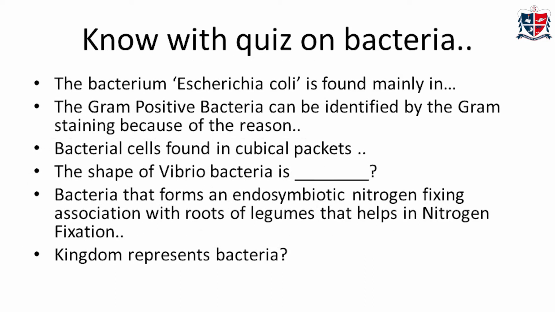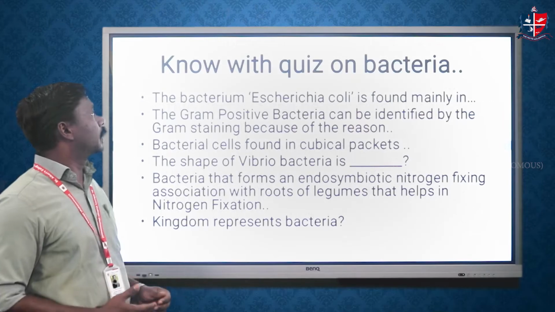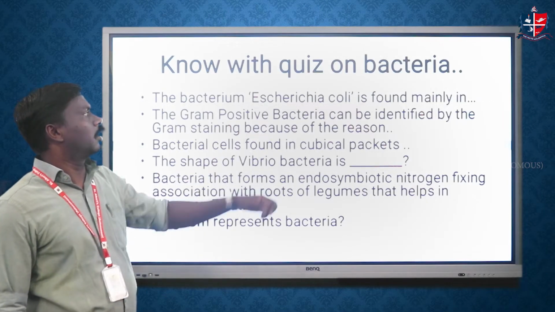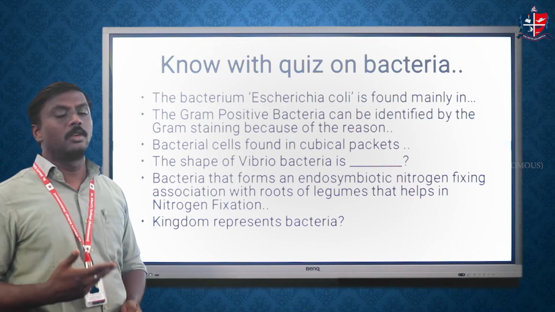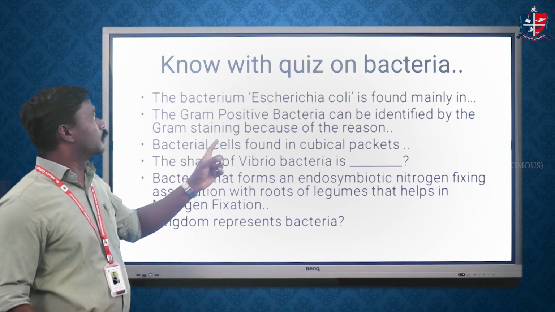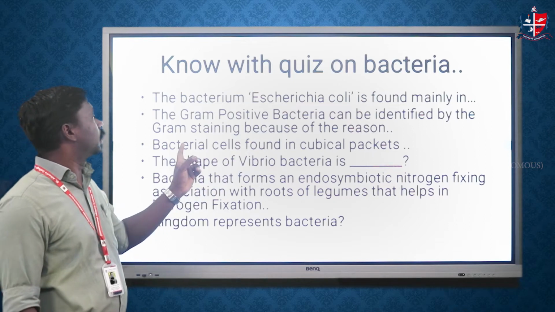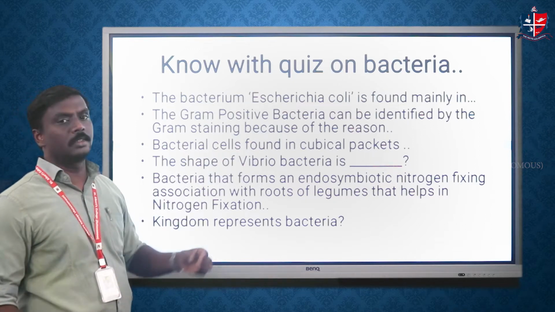Now you can test yourself with a quiz on bacteria. The bacterium Escherichia coli is found mainly in dash. You can find out yourself. Gram-positive bacteria can be identified by gram staining because of the retained dash.